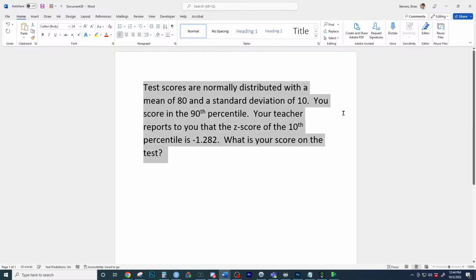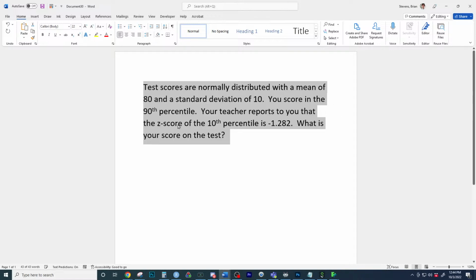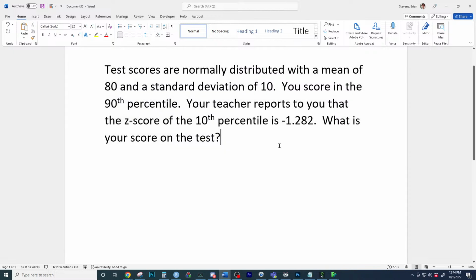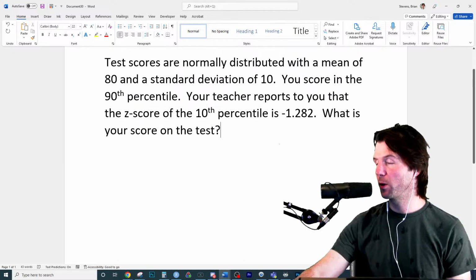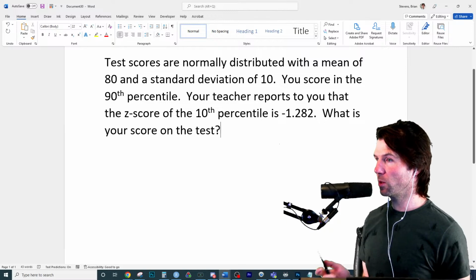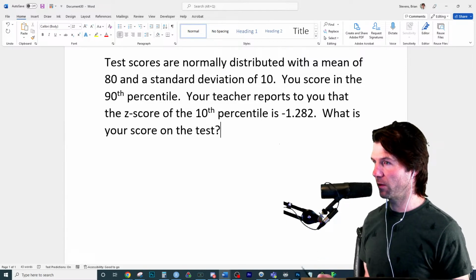Oh, so sorry, Evan, right there. So now this is a tougher question. I've upped the difficulty a little bit. Test scores are normally distributed. So what's the first thing you'd want to do if you get a question like this? Test scores are normally distributed with a mean of 80 and a standard deviation of 10.